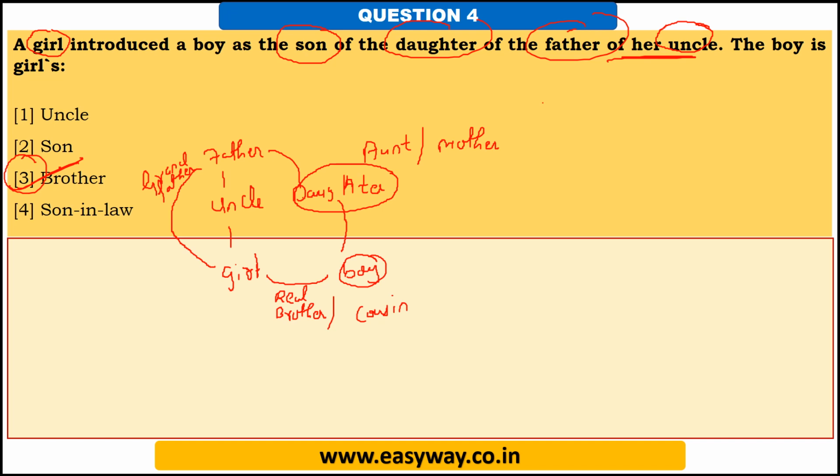And the person the girl is introducing is the son of this daughter, which means this boy can be either this girl's cousin or her real brother. So we have two options, brother or cousin, but in the given options only brother is present. So option number 3 is the correct answer.